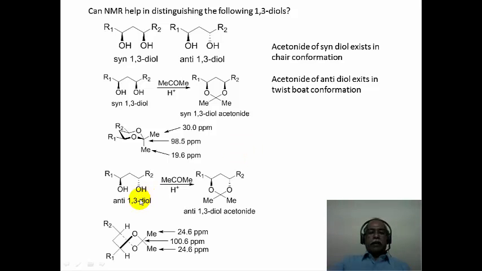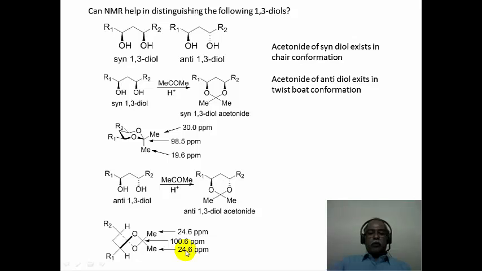What happens with the anti-diol? The anti-diol also forms a cyclic acetonide, except this cannot exist conveniently in the chair conformation because this carbon-oxygen bond and this carbon-oxygen bond are anti with respect to each other. So you can see the anti relationship in the twist boat form of this particular molecule. This is the most preferred conformation of this molecule, and as a result, if you look at these two methyl groups, they are coming at nearly identical chemical shift values because the distinguishing groups R1, R2 are further away from this center.